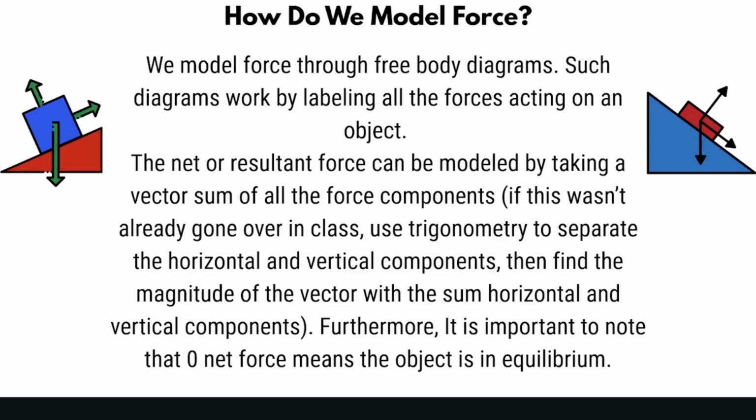Okay, so how do we model force? We model force through free body diagrams, and these diagrams work by labeling all the forces acting on an object. The net or resultant force can be modeled by taking a vector sum of all the components. If this wasn't already gone over in class, you basically use trigonometry to separate the horizontal and vertical components, and then you find the magnitude of the vector using the Pythagorean theorem and the sum of the horizontal and vertical components. And then furthermore, it's also important to note that zero net force or no net force means that the object is in equilibrium.